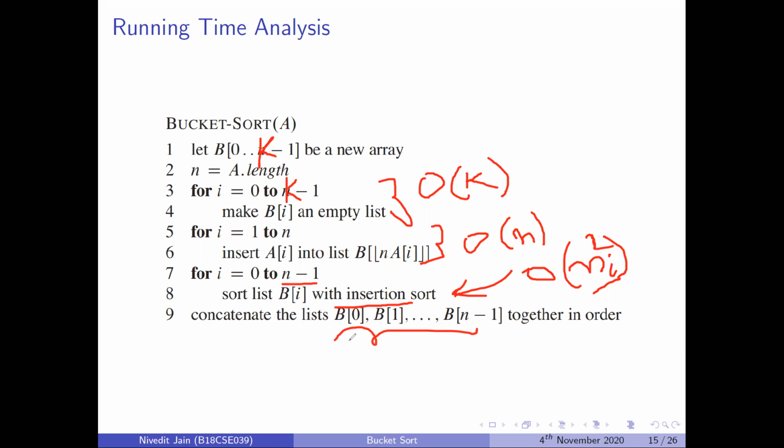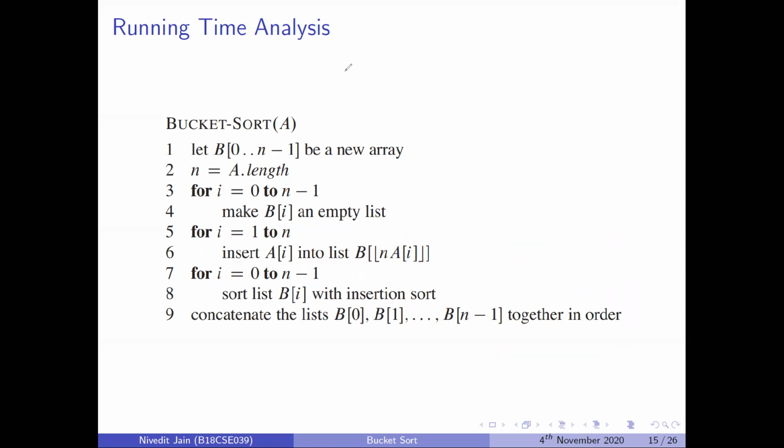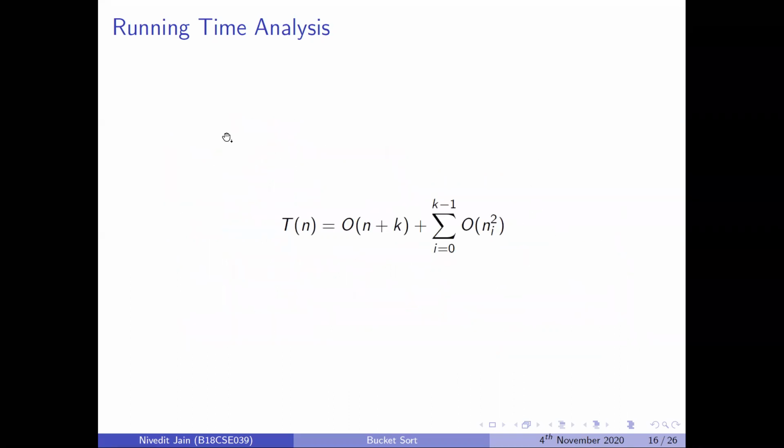Now we combine; the combination can be done in O of k plus n. So basically if you combine this, your time can easily be written like this. Now you can see that in the worst case, it could happen that all elements are in only one bucket. The probability is however 1 upon k to the power k, which would be quite small, but this could happen. So in that case, the worst case time would be this plus O of n square.